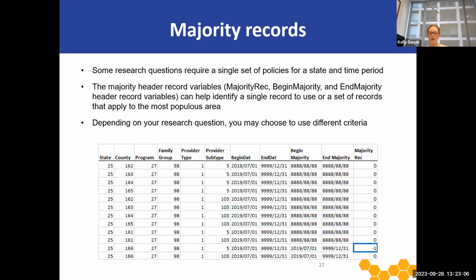This information is outlined in the introductory section of the user guide, which is again why it's really helpful when using the data files to have that user guide handy so you can reference all of the information in it. You can use the majority record variable to help you identify a single record for a state and time period for your own work, or you may choose to select records based on your own selection criteria. For example, if you are interested in policies for families who are receiving TANF, and there are policies that differ based on TANF receipt in the state or territory that you're interested in, you may not want to select the majority record.